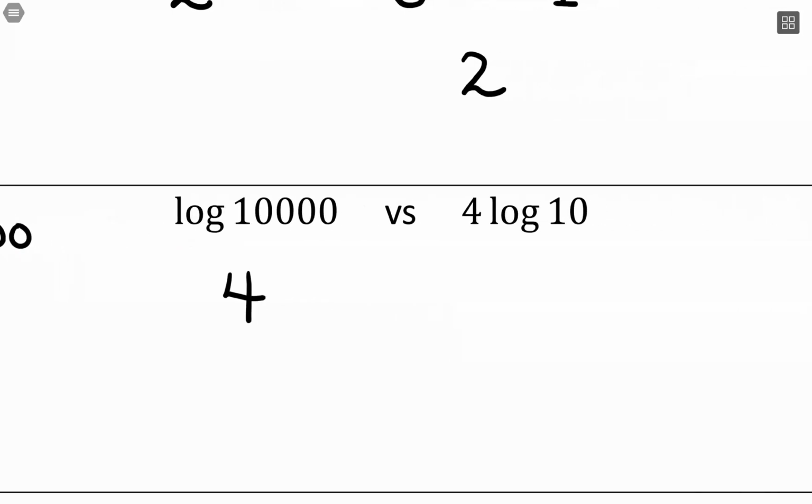Now, 4 times log base 10. My logarithm piece is really all of this right here, so I'm going to keep that 4 multiplying on the outside. But I want to replace this logarithm expression. Base 10 with 10 inside, that's our identity rule. So for those to match up, we need an exponent of 1. So 4 times 1 is 4.